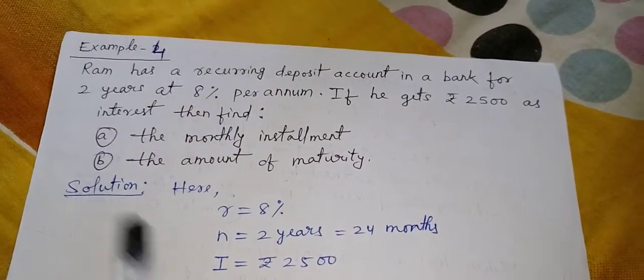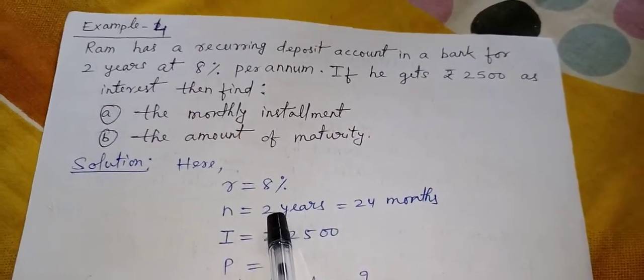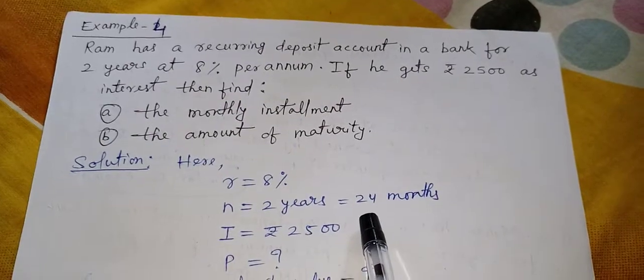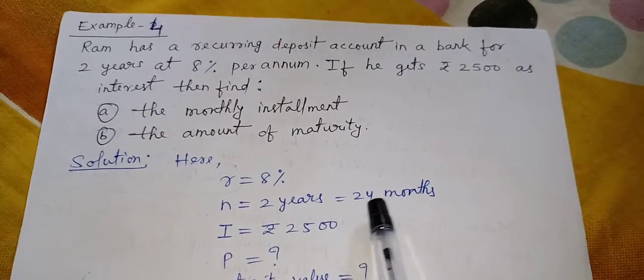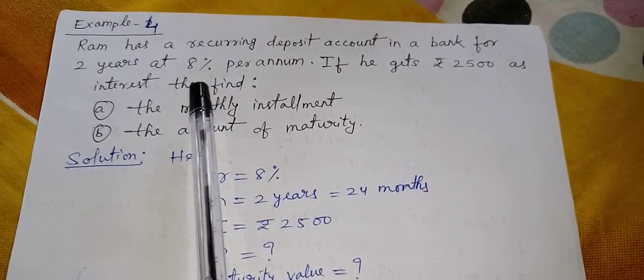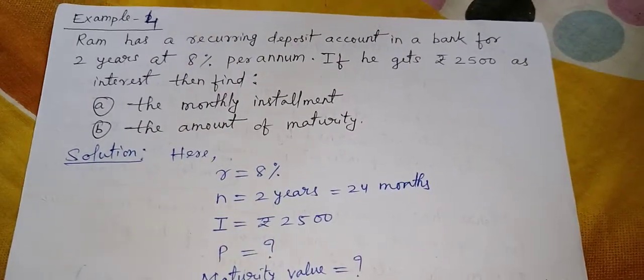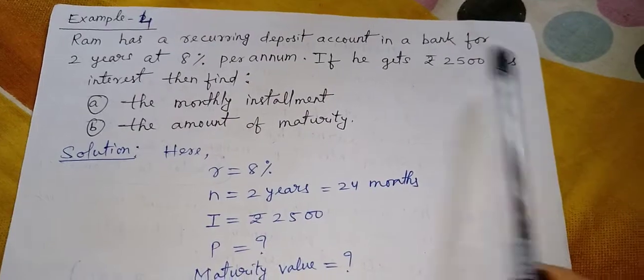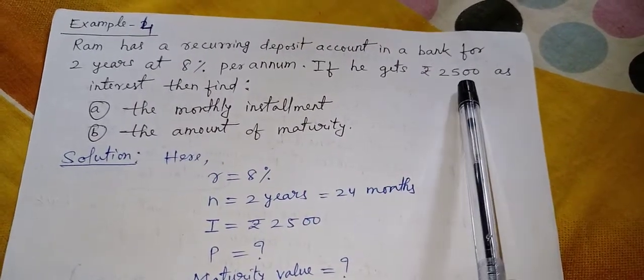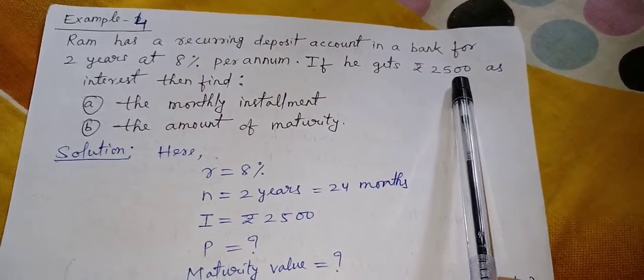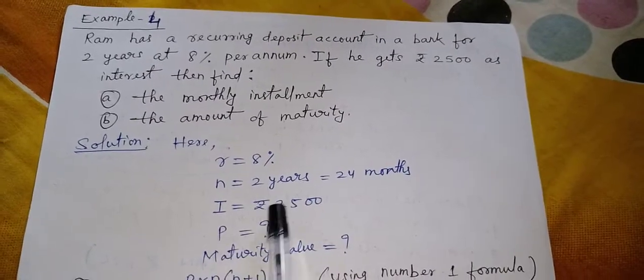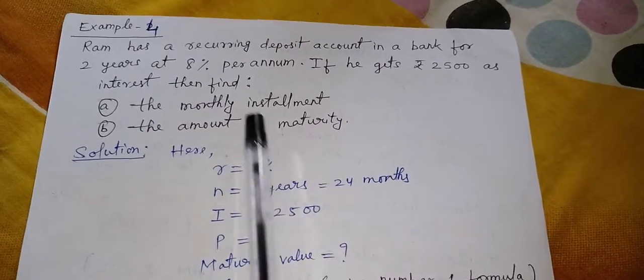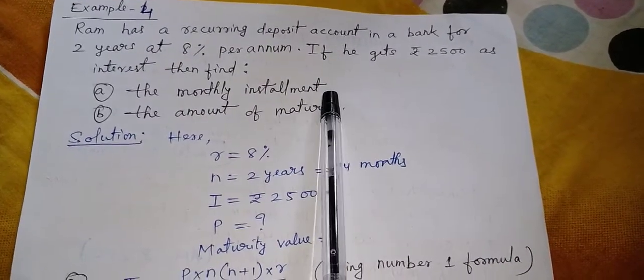So here 2 years will be called n equal to 2 years, which has to be converted into months. So 2 years equal to 24 months, and rate is 8%, so rate equal to 8%. If he gets rupees 2500 as interest, so here interest is 2500 rupees, so I wrote interest equal to rupees 2500. Then find the monthly installment.